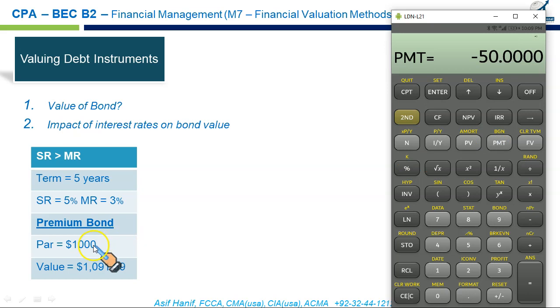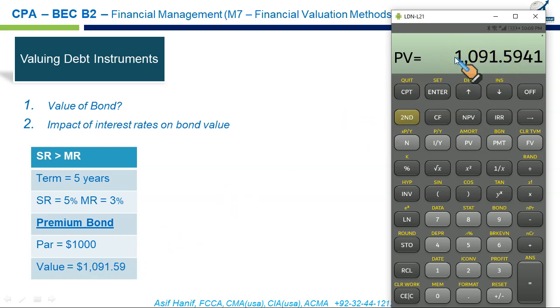And when the 5 years are over, you're going to pay back $1,000. This is negative. That's the face value, the future value. We have plugged in all. Now press CPT, that's compute, and press present value. This is 1,091.59. That's the value you will receive now.